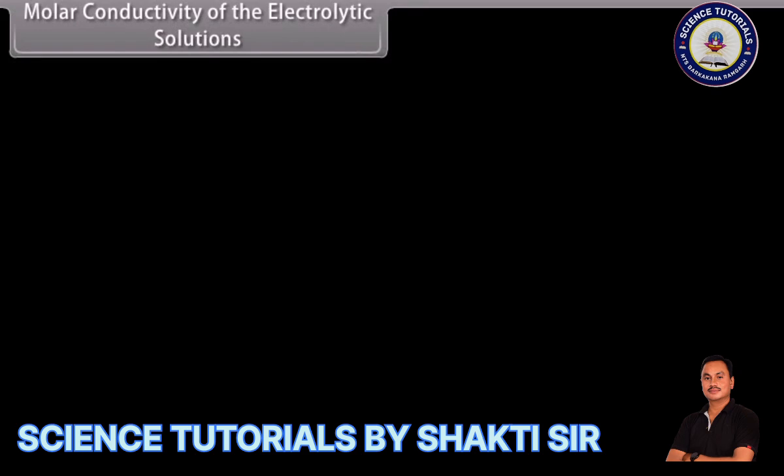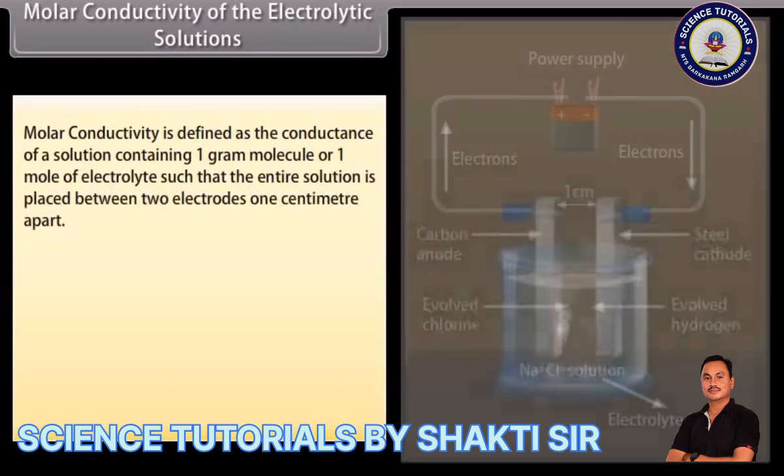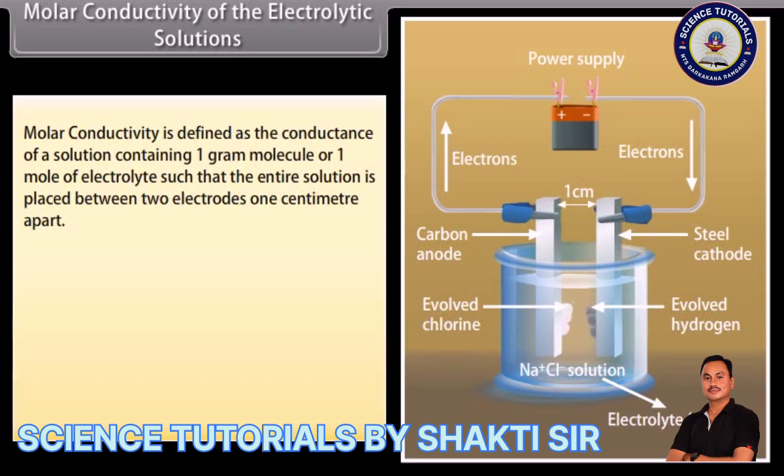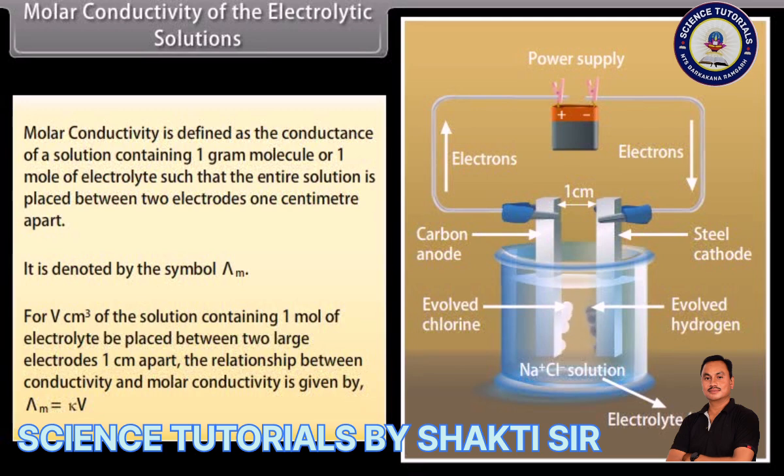Molar conductivity of the electrolytic solutions. Molar conductivity is defined as the conductance of a solution containing 1 gram molecule or 1 mole of electrolyte such that the entire solution is placed between 2 electrodes 1 centimeter apart. It is denoted by the symbol lambda m. For V centimeter cube of the solution containing 1 mole of electrolyte placed between 2 large electrodes 1 centimeter apart, the relationship between conductivity and molar conductivity is given by lambda m is equal to the product of kappa and volume.